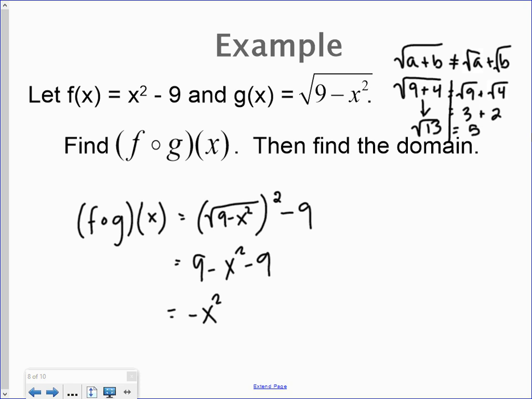Okay, so now we want to go back and find the domain of the composition. When we look at the composition as is, it looks like a quadratic. So we'd be inclined to say the domain is all real numbers, negative infinity to positive infinity. But remember that in order for that to work, we really need to check the domain of the functions that we plugged into. So let's go back to our inside function g. Can you put all real numbers in for x and get answers back out?